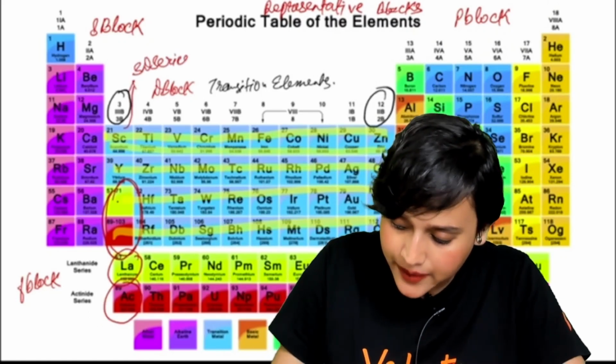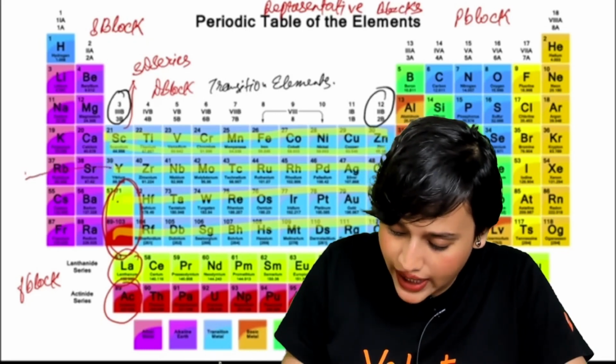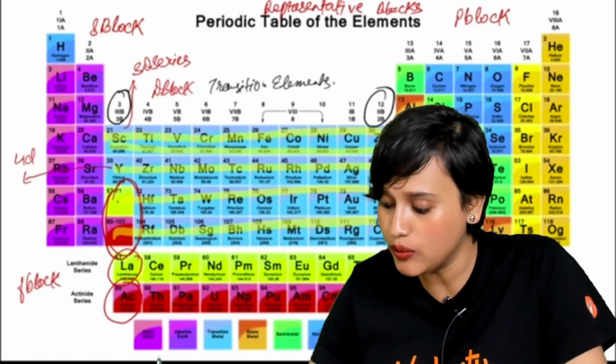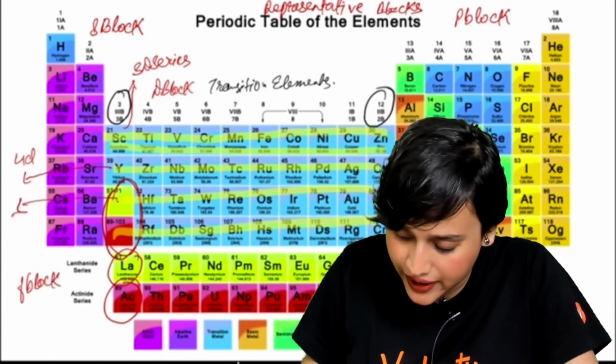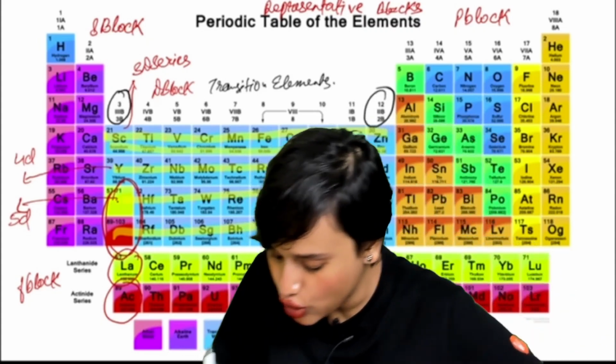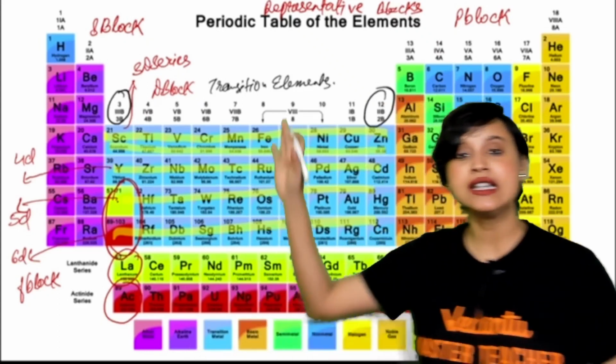All right, everybody. The second one, from yttrium to cadmium, is called the 4D series. Then from lanthanum to mercury, it is called the 5D series. And actinium to copernicium is called your 6D series. These are the series names.